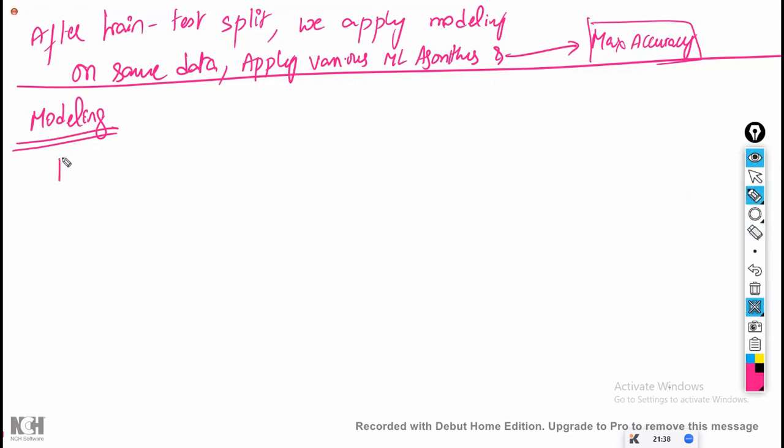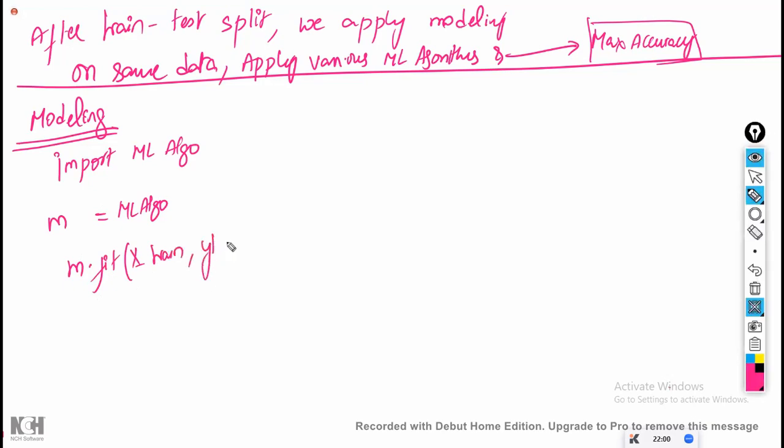First, we are going to import the ML algorithm. Whatever algorithm we have imported, we are going to save in a model name, some model: M is equal to that algorithm. And with this, M dot fit on X train, Y train. Now with this, it is going to understand the train data based on this algorithm. If the algorithm changes, understanding changes.